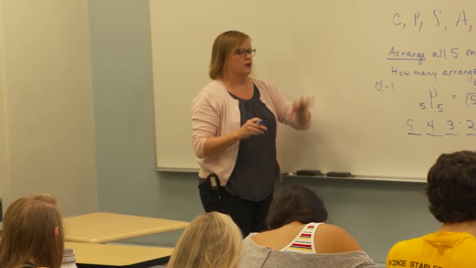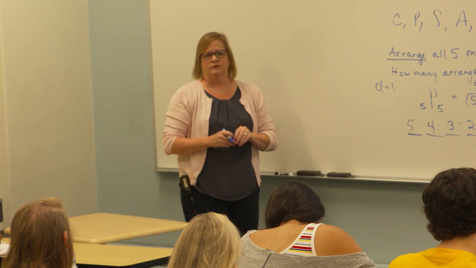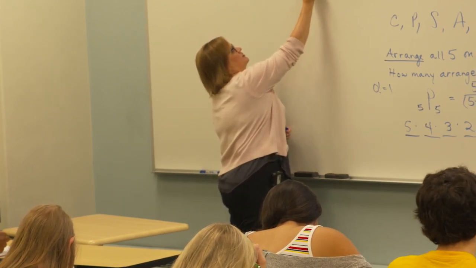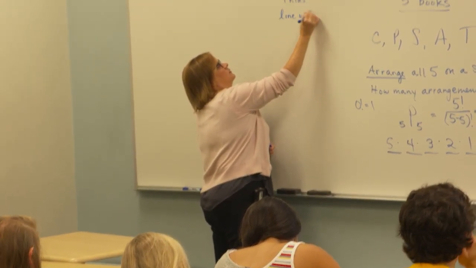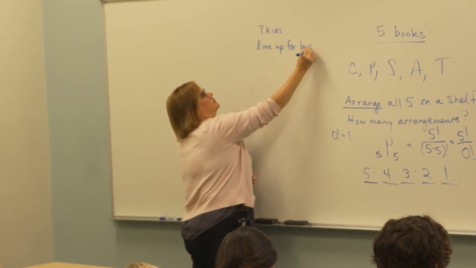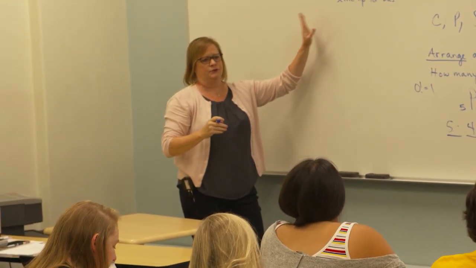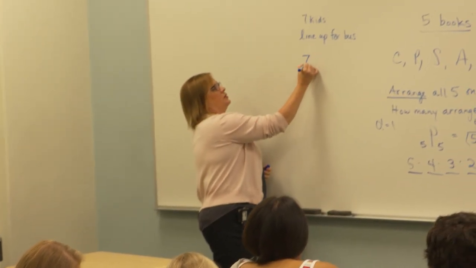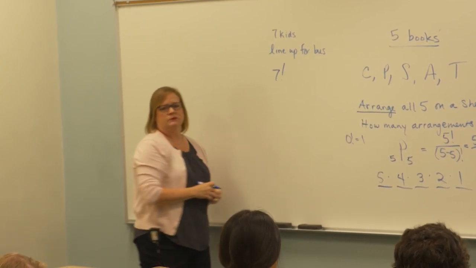So if you want to arrange all of something, then you could just take 5 factorial too. That would even be a shorter way to do it. If I said there's 7 kids and they're lining up for the bus, how many ways can they do that? And they care about order, right? It matters who's first and who's second. Then you would just say, oh, well, that's permutation, 7 choose 7. Yep, just 7 factorial.